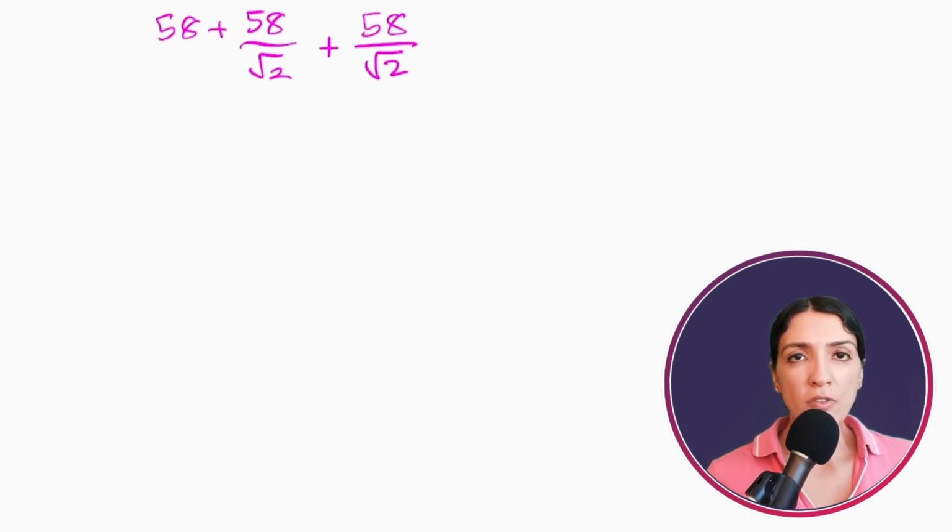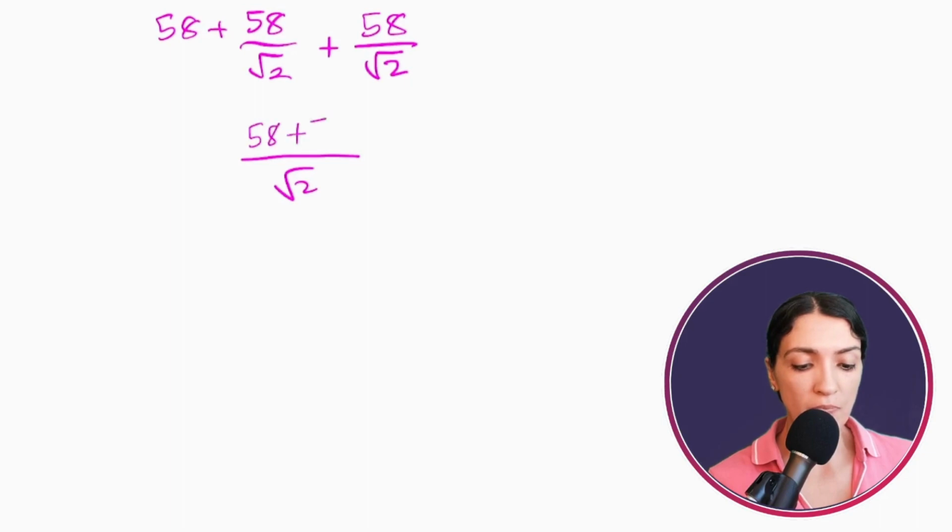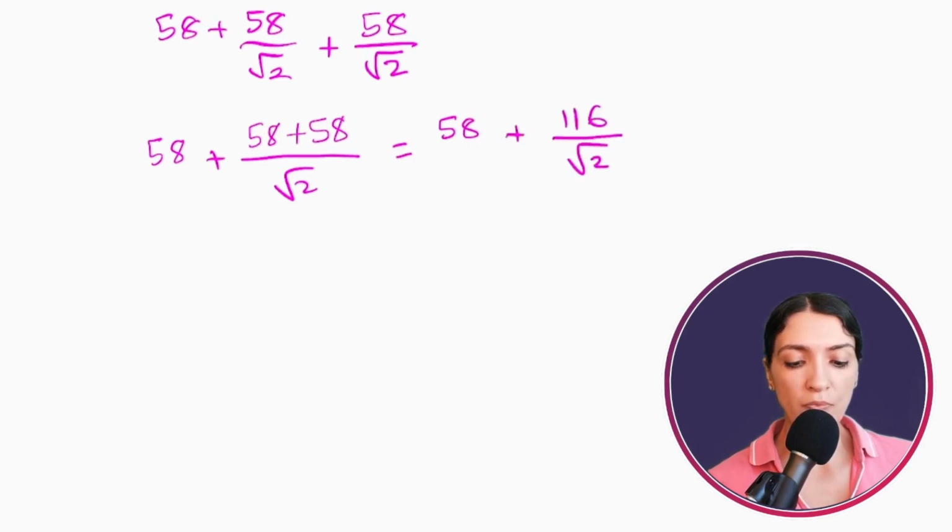Now, the last two are fractions with the same denominator, so we can combine them and simply add the numerators. Again, we can do that because the denominators are the same. 58 plus 58 is 116, so we'll have 58 plus 116 over square root 2.